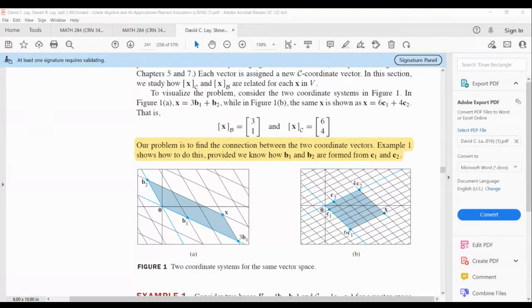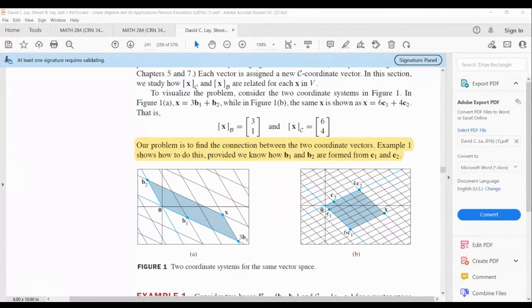We want to see how the two bases are connected to each other. Okay. So if you wanted to go from one basis to another basis, or from that other basis to the original basis, you need a transitional matrix, and we want to find that matrix. Okay, that's called your change of coordinates matrix.